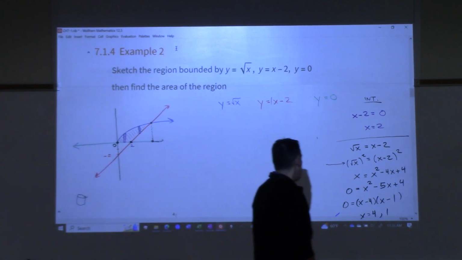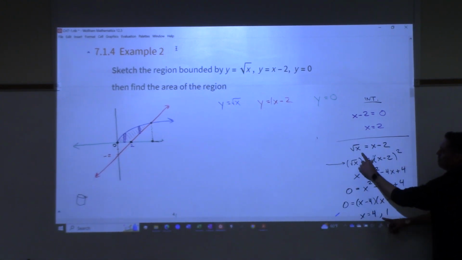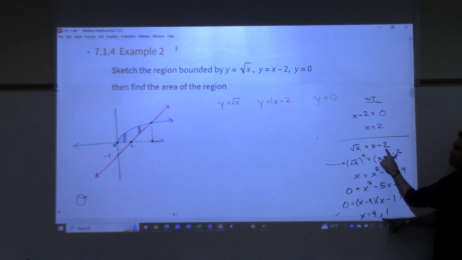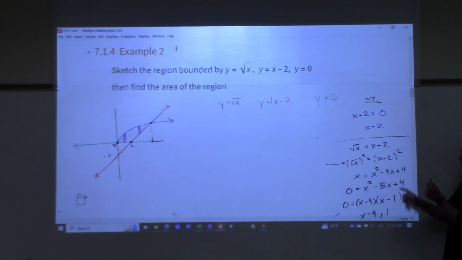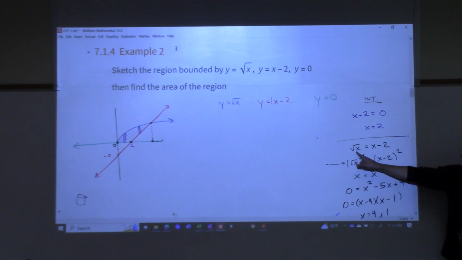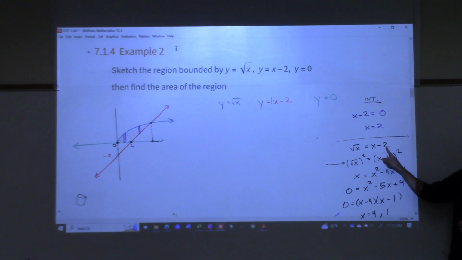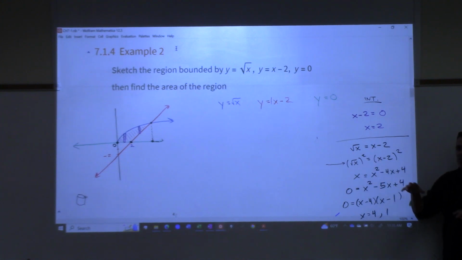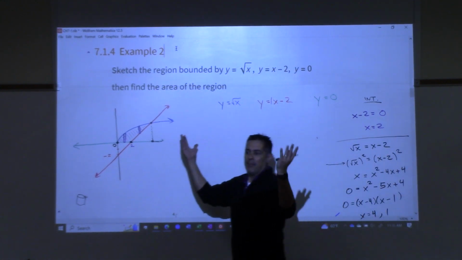So when you come back and you look at this, if I plug 4 into this, does it work? The square root of 4 is 2. 4 minus 2 is 2. 2 equals 2. Yep. But what if I plug in 1? The square root of 1 is 1. What's 1 minus 2? Negative 1. That doesn't work. The reason why we got this answer is because when we square both sides, we eliminate that possibility of having one side be positive and the other be negative. We've eliminated that because anytime you square something, you make everything positive, right?